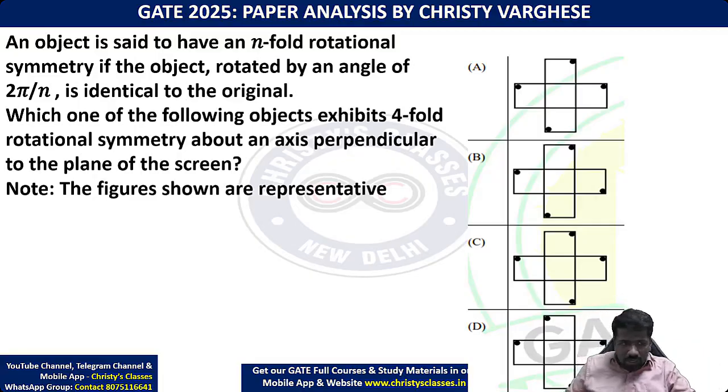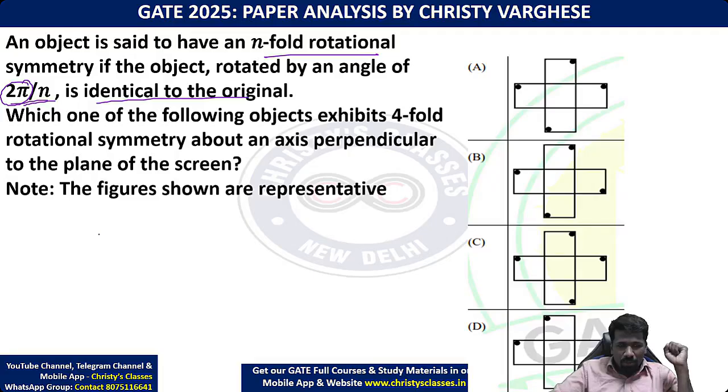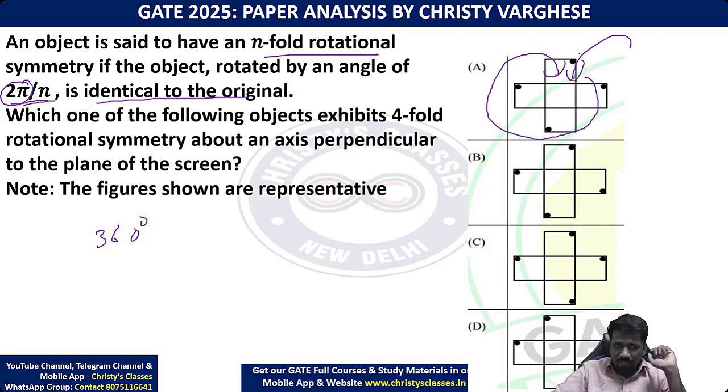Okay, I'll start explaining. An object is said to have an n-fold rotational symmetry. So rotation symmetry ये सब spatial aptitude का बहुत ही important areas है, which we'll discuss in detail in the spatial aptitude unit. N-fold rotational symmetry if the object rotated by an angle of 2π by n is identical to the original. 2π means what? 2π radian is 360 degree. क्योंकि 360 degree means वापस same picture आएगा ना. For example, ये picture को 360 degree rotate किया तो confirm ऐसा ही मिलेगा.